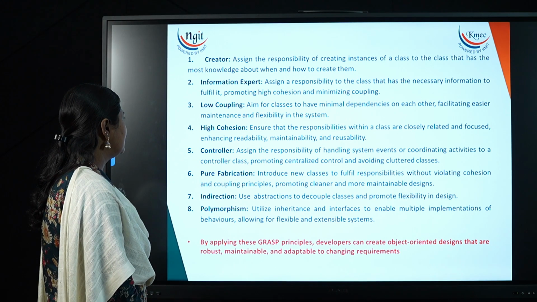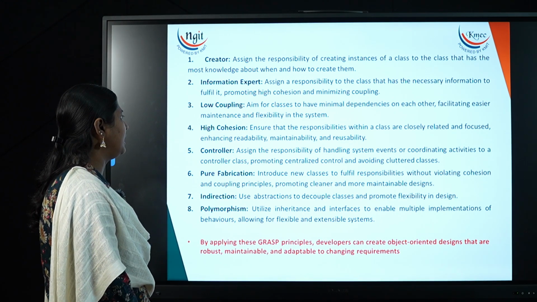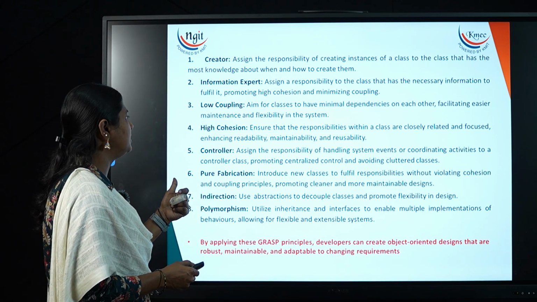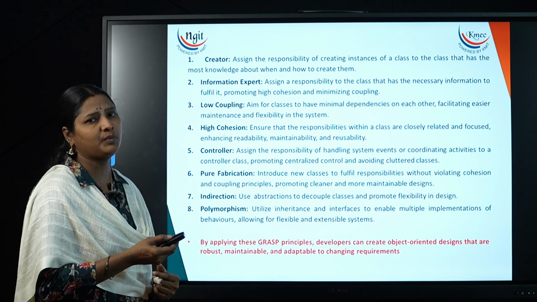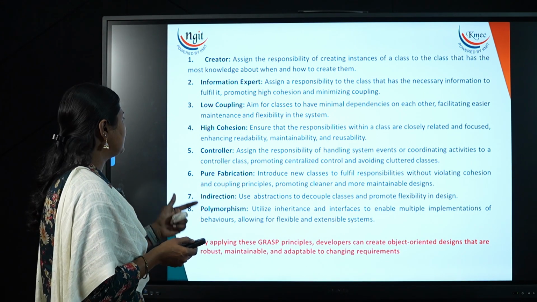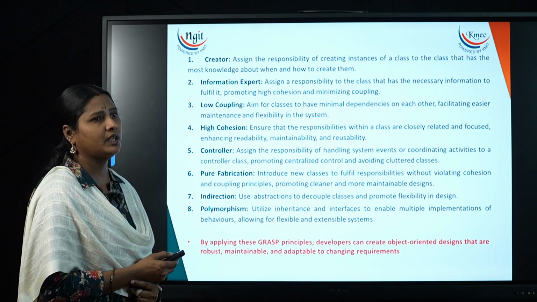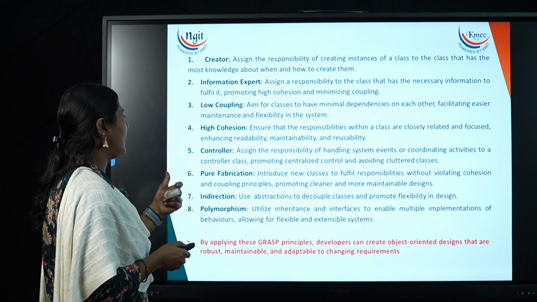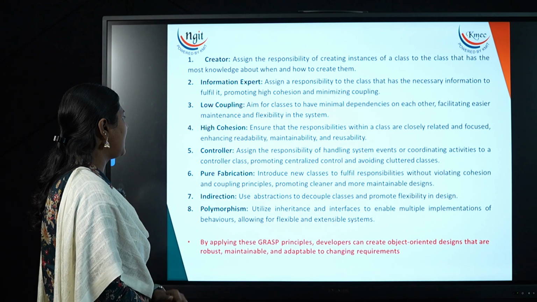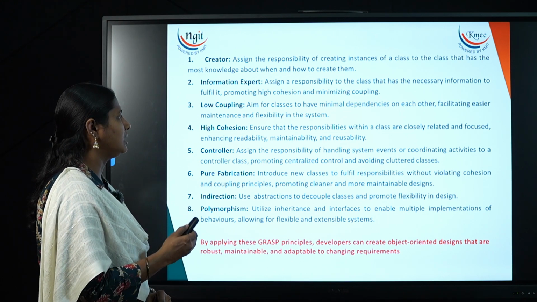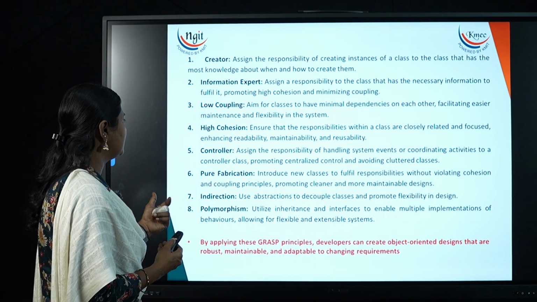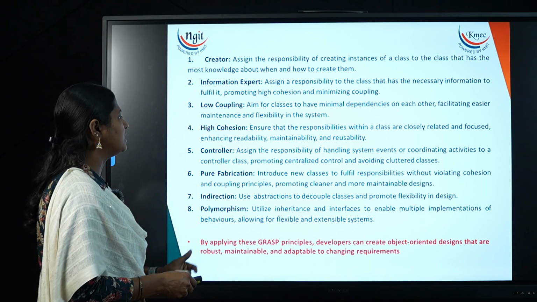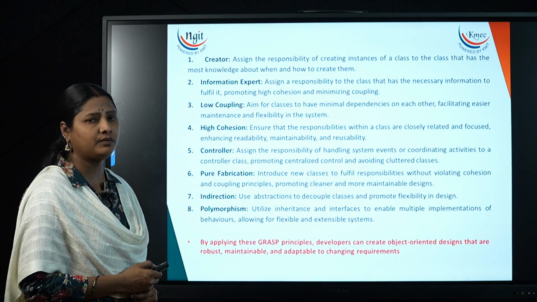The next principle is low coupling, which aims for classes to have minimal dependencies on each other. So this principle confirms minimal dependencies, which facilitates easier maintenance and a flexible system, because there is minimal communication between classes. The next one is high cohesion, which ensures that the responsibilities within a class are closely related and focused, enhancing reliability, maintainability and reusability. So this high cohesion principle takes care of maintaining reusability of the classes.